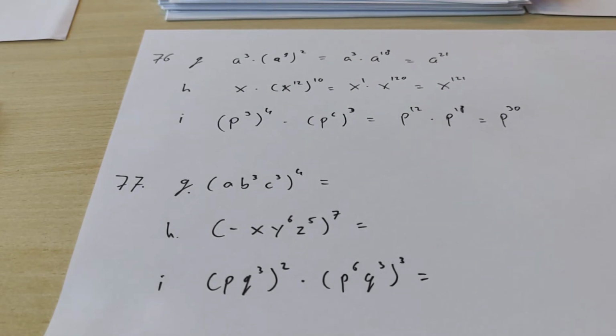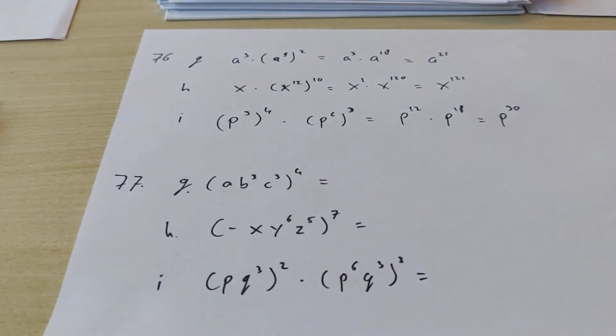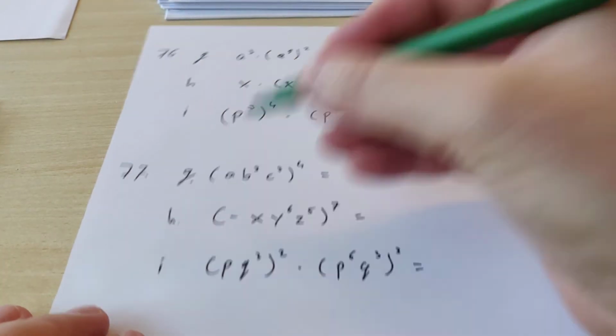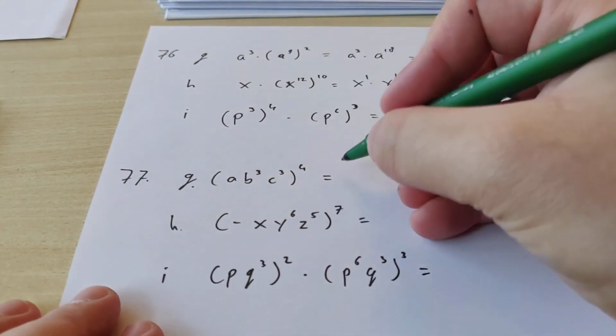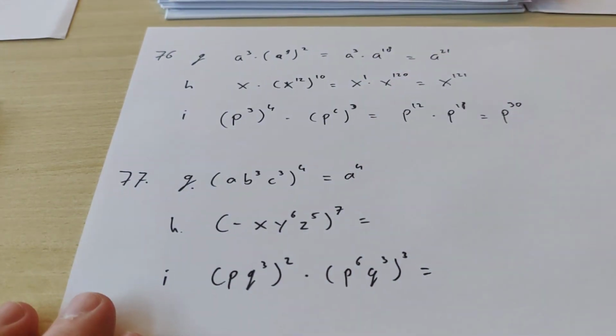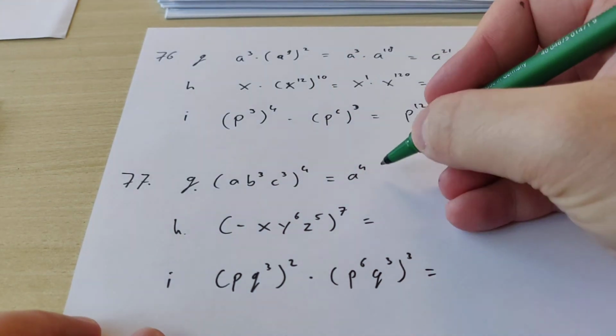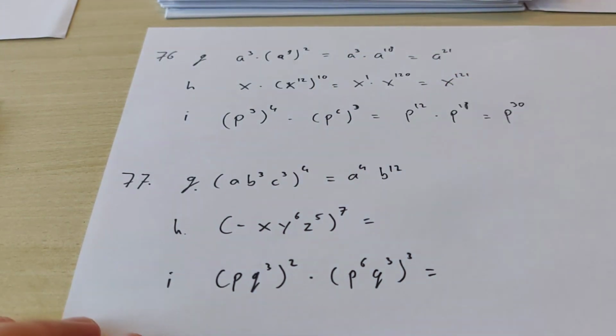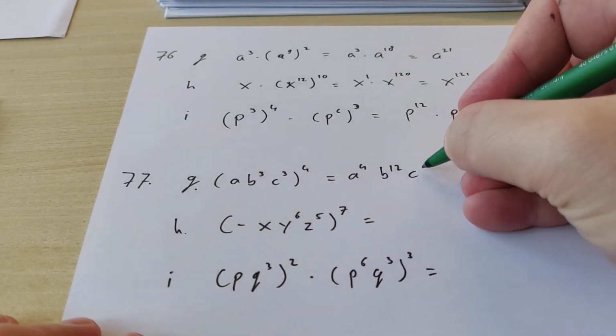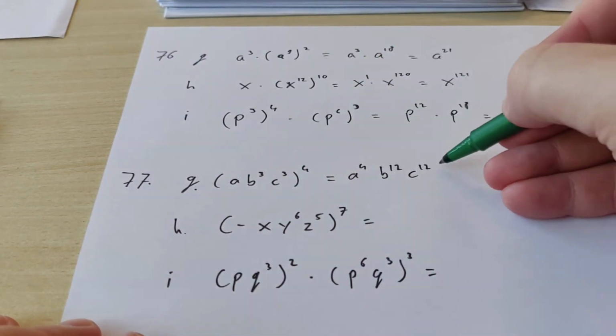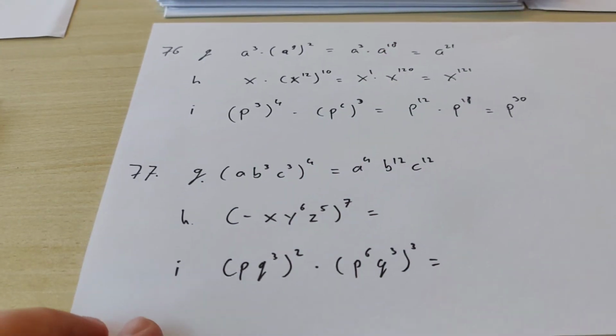Moving on to 77, here you can see it's more difficult because now there's more than one letter in the brackets. So let me show you how that works. Here we have a, just a regular a, to the power of 4, so that will be a to the power of 4. But here we have b to the power of 3, so if you do that to the power of 4, you will get 12. And the same goes for the c. 3 times 4 is 12, so this is the answer.